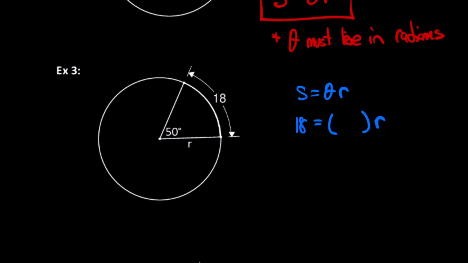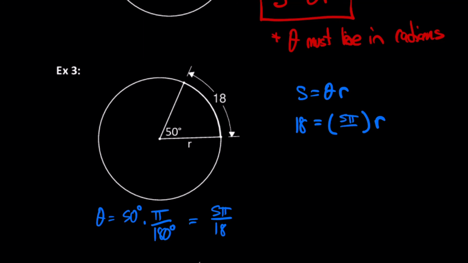So since your theta must be in radians, we need to convert 50 degrees to radians. So the way we do that is we multiply by pi over 180 degrees. Why do we pick this fraction? Because pi radians divided by 180 degrees is equivalent to 1. We're just switching the units. So if we do that, let's cancel zeros. I get 5 pi over 18. That's what I'm going to plug in here. Okay, so let's bring that over.